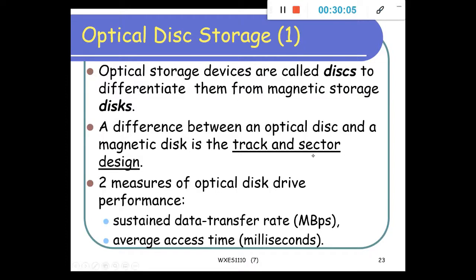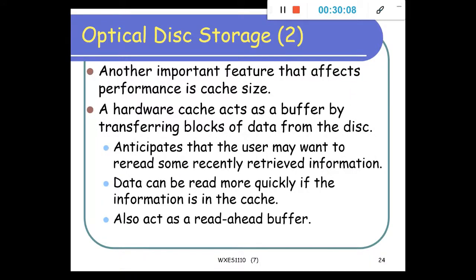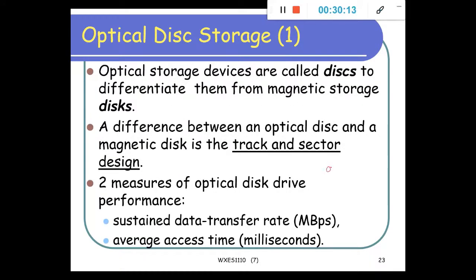slower to reach sectors near the outer edge. Okay, so if this is the center, it will become faster if it is near the center, and along the way out, going outward from the center, it becomes slower. It spins faster to reach sectors located at the center of the disk, slower to reach sectors near the outer edge. This is the outer edge.